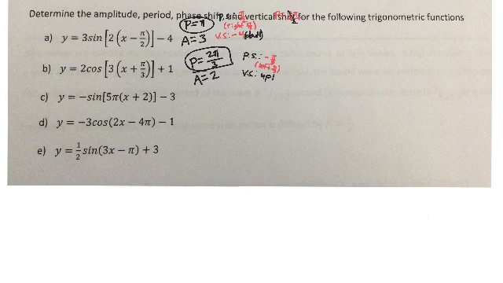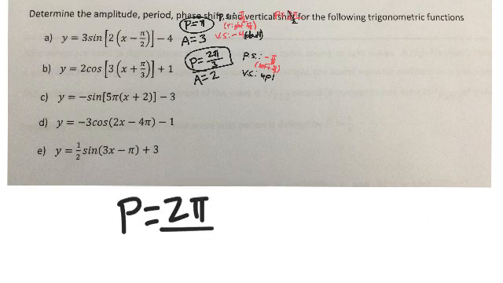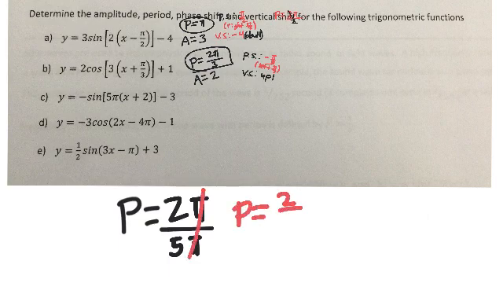Okay, let's look at C. So first thing I want to do is see if the period has changed. So it's a sine function, so the period defaults to 2 pi. We're going to divide by anything that's being multiplied on the inside. So it's being multiplied by 5 pi. So I'm going to divide by 5 pi. So now my pi's cancel and leaves me with just 2/5. So the period of that function would be 2 over 5.